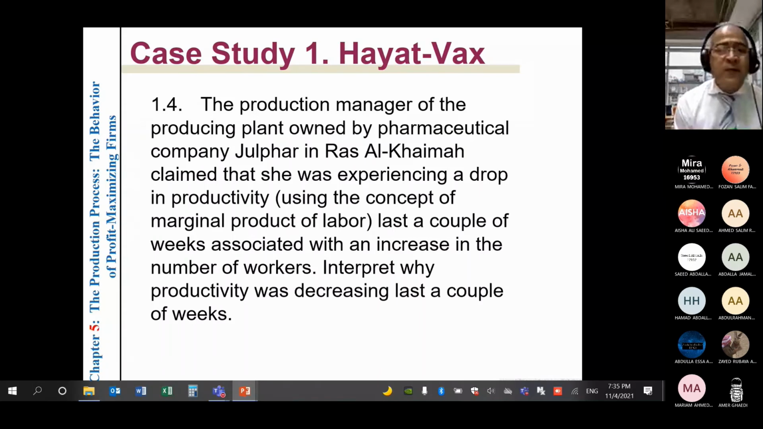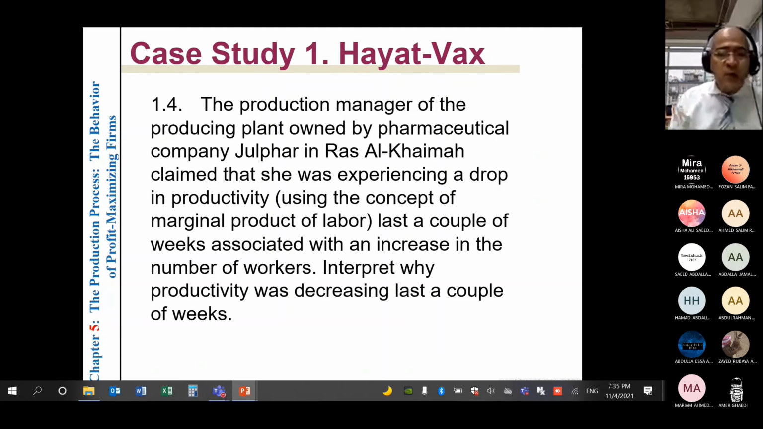Last 2 weeks, they noticed a decrease in marginal product of labor as they add more units of labor. So when they appoint a new worker, this new worker has a productivity less than the previous. Why? So the answer is as follows. That means the plant enters into the second stage of production.